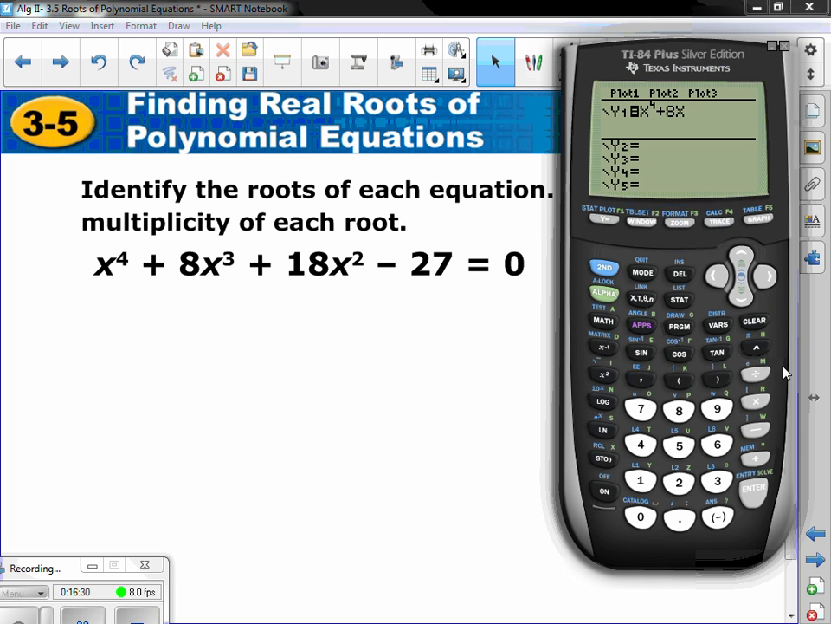Which calculator do you have? You have the black one? Black one, it just does a caret. The yellow one, that's where it's going to make it different.